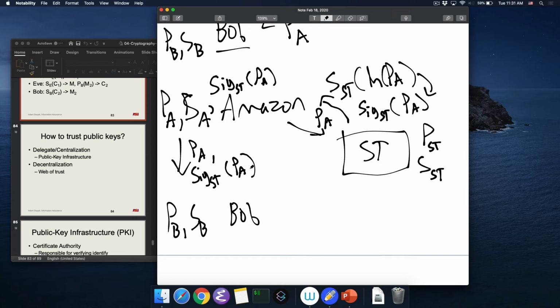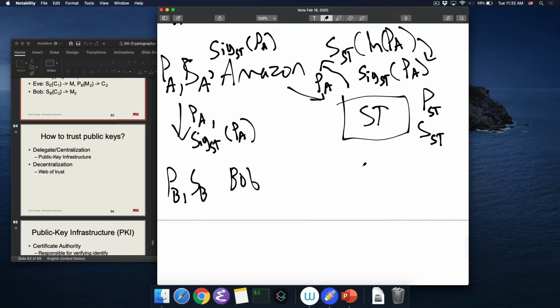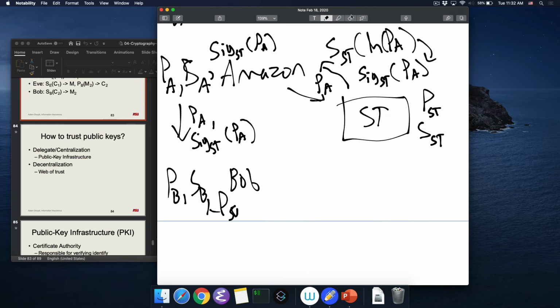Now how can Bob verify this? What does Bob need to verify this? Does Bob have all the information to verify this? No, what's Bob missing? Yeah, so this is where we still get back to that thing where, well, Bob still needs to know in advance the SecureTech public key.